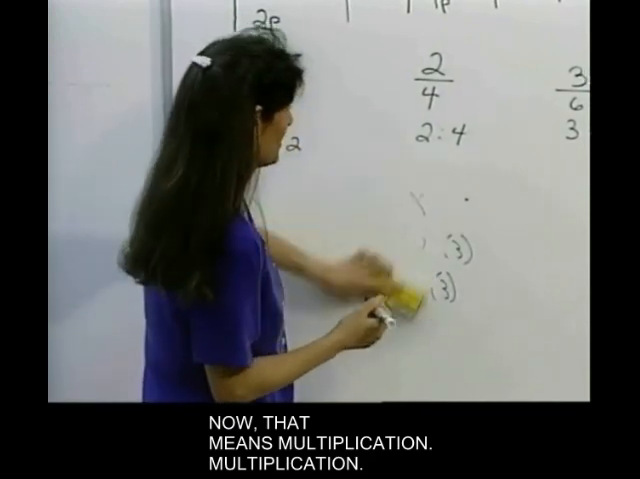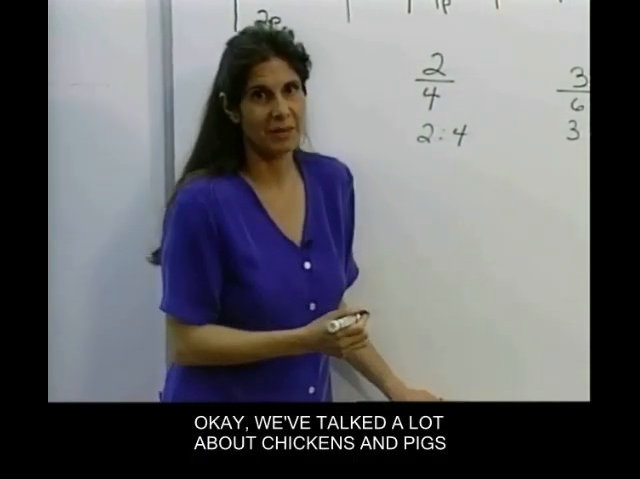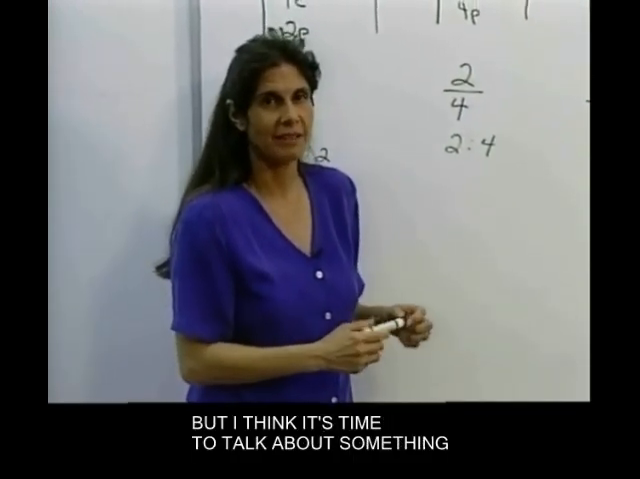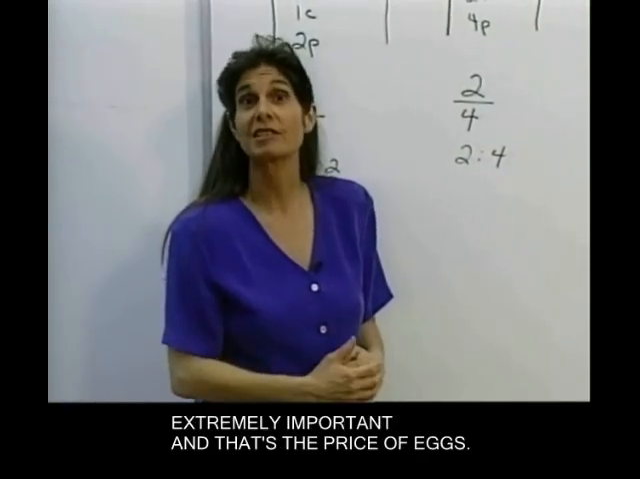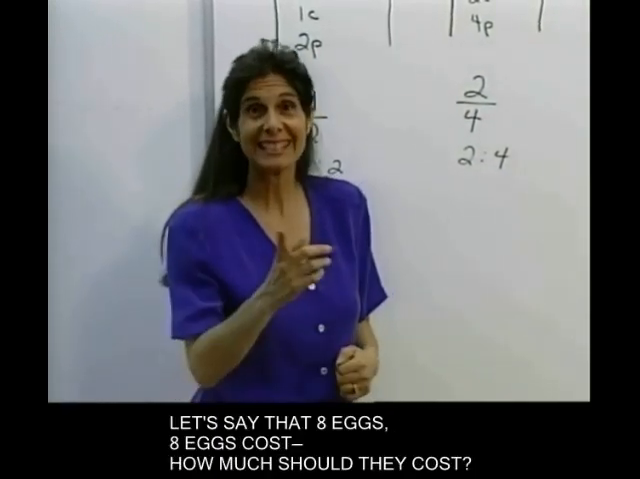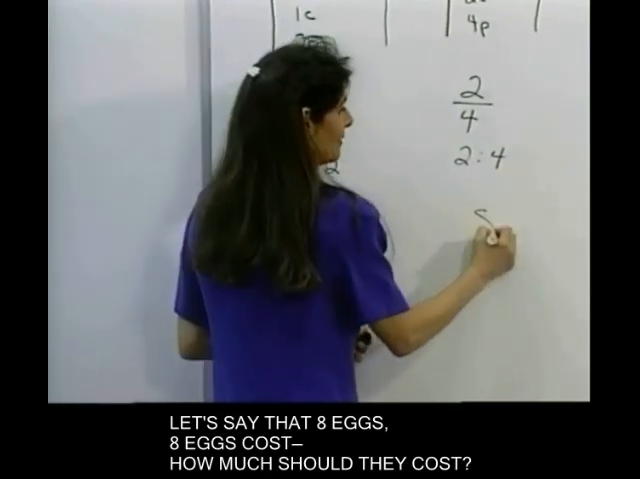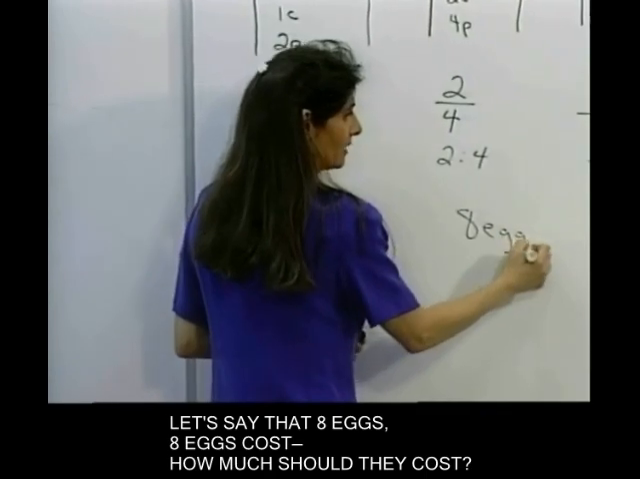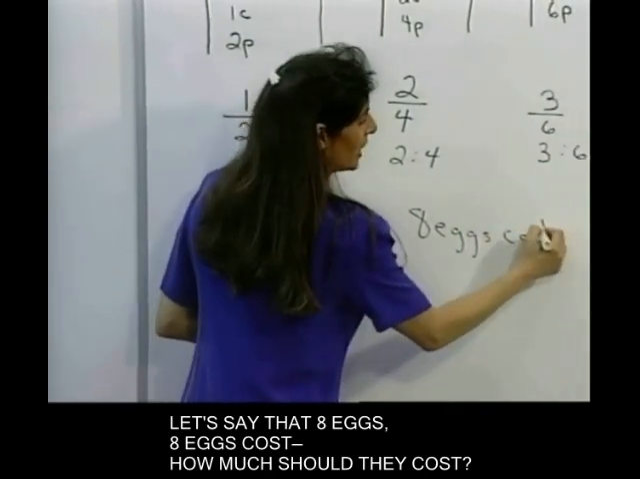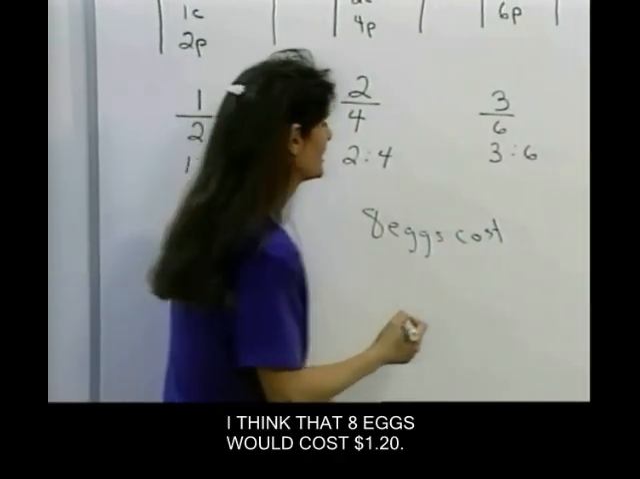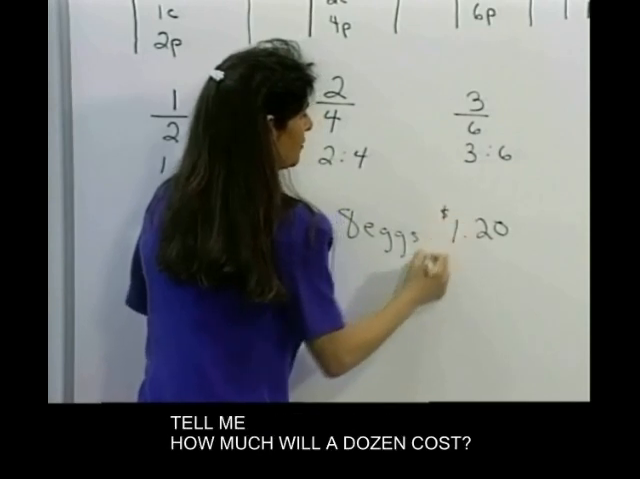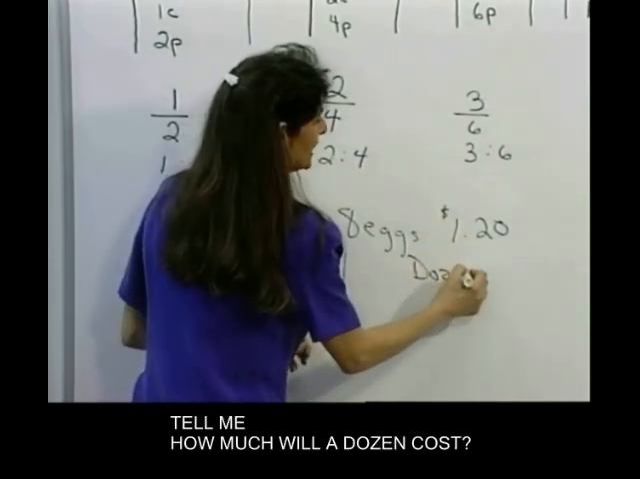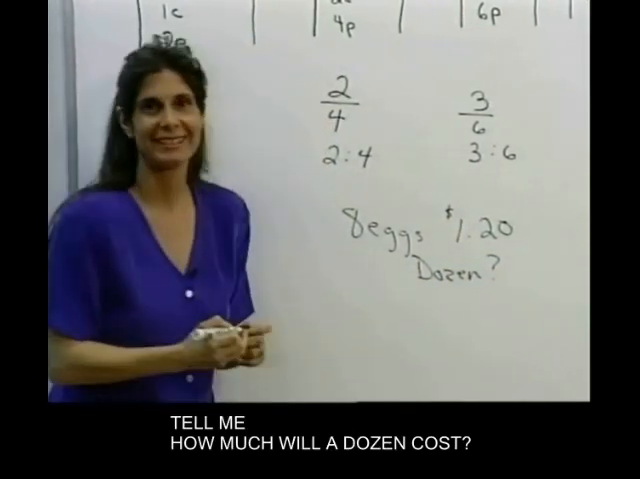Okay, we've talked a lot about chickens and pigs, but I think it's time to talk about something extremely important, and that's the price of eggs. Let's say that 8 eggs cost, how much should they cost? I think that 8 eggs would cost $1.20. Tell me, how much will a dozen cost?